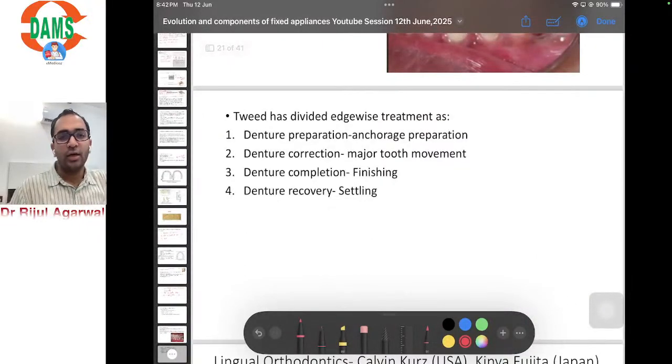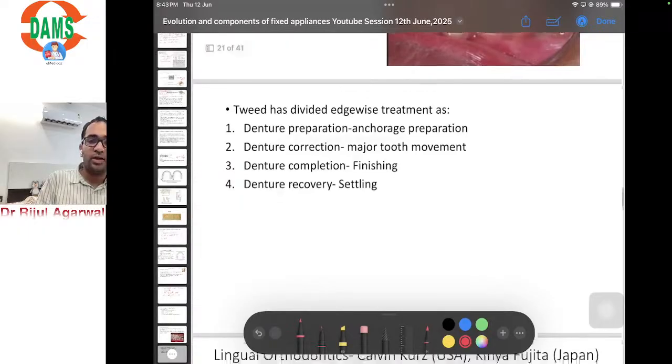Similarly, as I was telling, Beck was another student of Tweed, who was the second student of Angle. So he remained in the United States and practiced edgewise mechanics only. He gave his 4 stages of treatment: denture preparation, correction, completion and recovery. Preparation involves anchorage preparation. As I've already told you, edgewise anchorage is required, heavy forces. Correction is major tooth movement. Completion is finishing, and lastly settling.